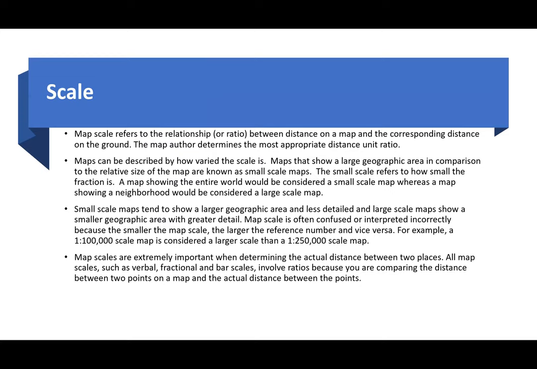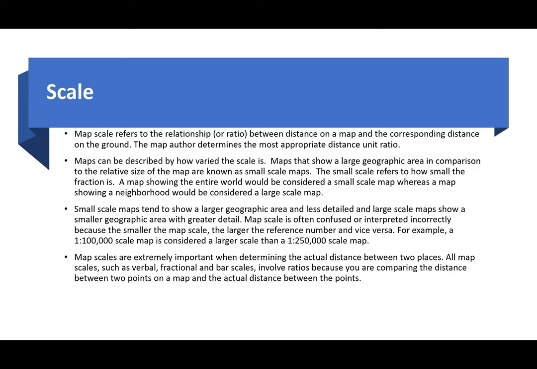A little bit more about scale. Map scale refers to the relationship or ratio between distance on a map and the corresponding distance on the ground. The map author determines the most appropriate distance unit ratio. Maps can be described by how varied the scale is. Maps that show a large geographic area in comparison to the relative size of the map are known as small scale maps. The small scale map refers to how small the fraction is.